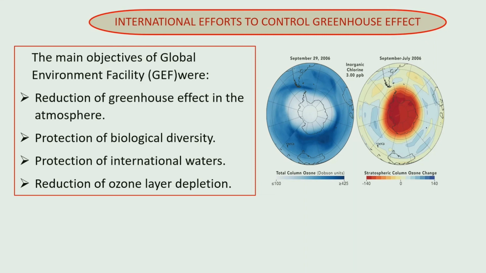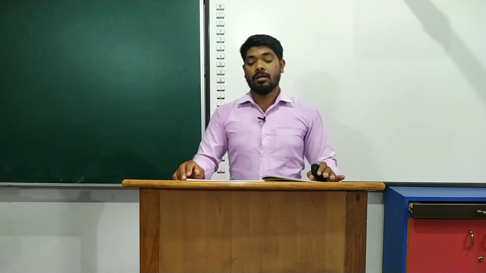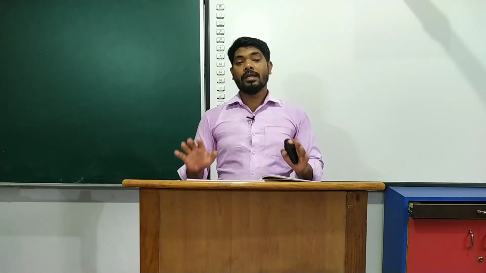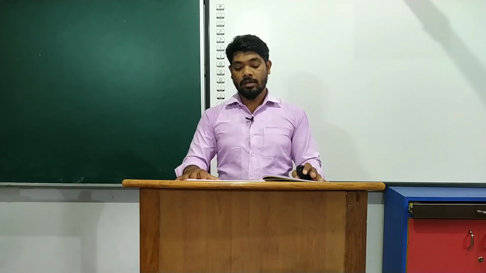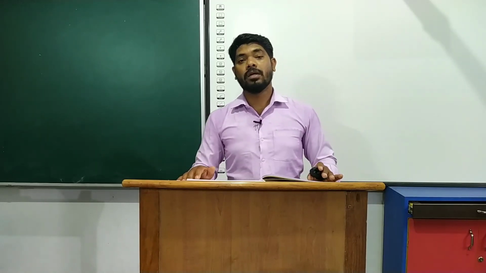Second, protection of biological diversity. So biological diversity has to be protected. Then protection of international waters. Water has to be saved and protected. Reduction of ozone layer depletion. So the ozone layer has to be maintained, and its thickness has to be maintained. Those were the objectives taken by this GEF. So these are the few concepts that needed to be cleared.